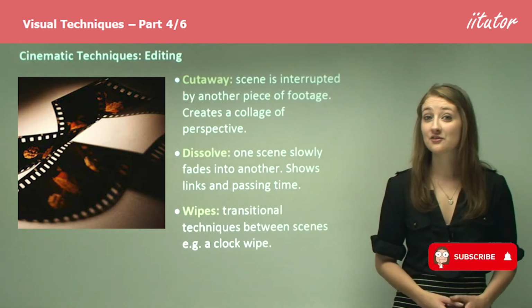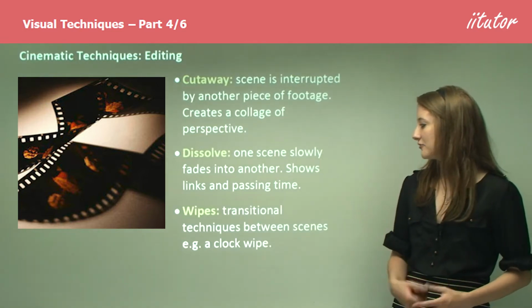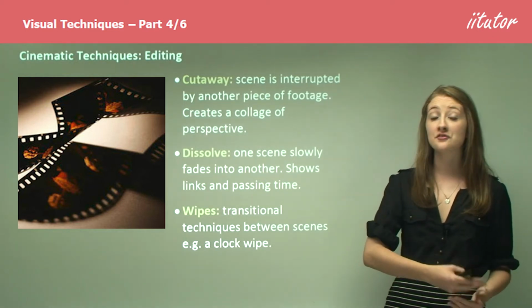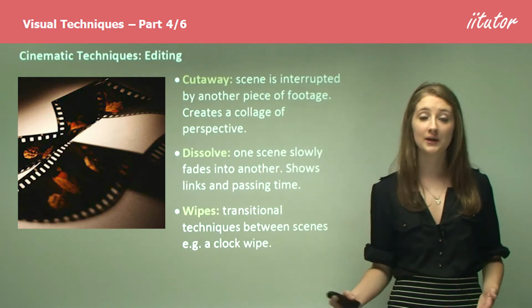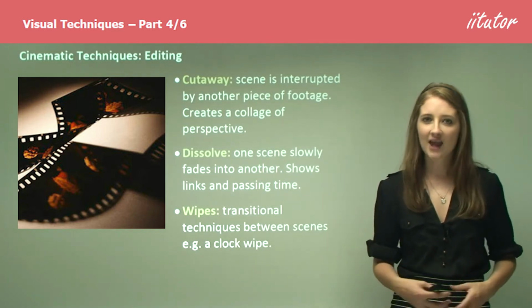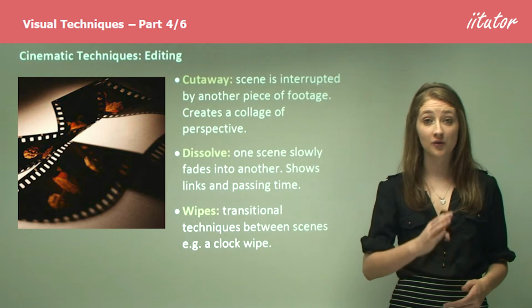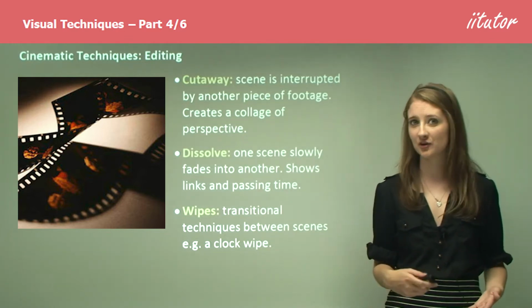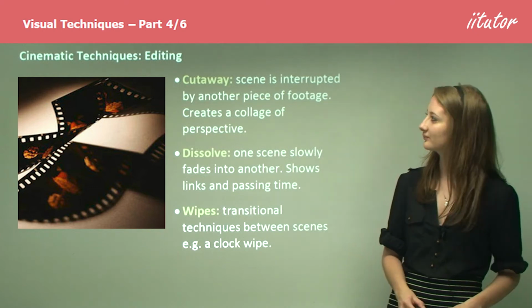The third technique is called the wipe. Now, the wipe is a transitional technique between scenes. So you literally get the scene being wiped away with either a new image or with some sort of graphic, and often you'll get this in the form of a clock, so as if the hand is going around, wiping like that. So that's again to show things like progression of time.